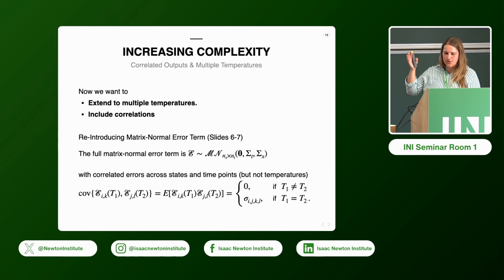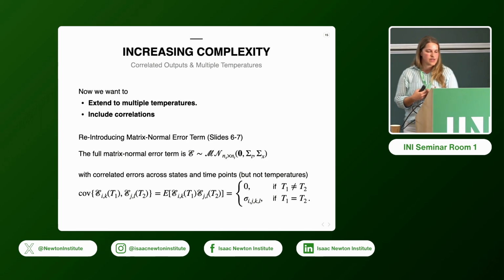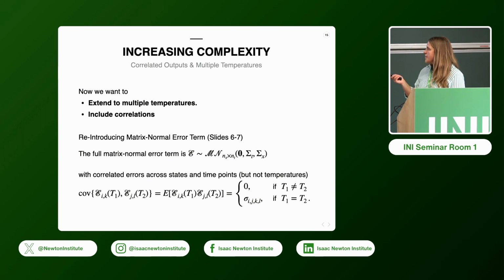So then I wanted to look at increased complexity, where I extend to multiple temperatures and I include some correlations. So just to remind ourselves about the matrix normal error term, where we have a covariance for the time points and a covariance for different concentrations. And they only exist when the temperature settings are different.